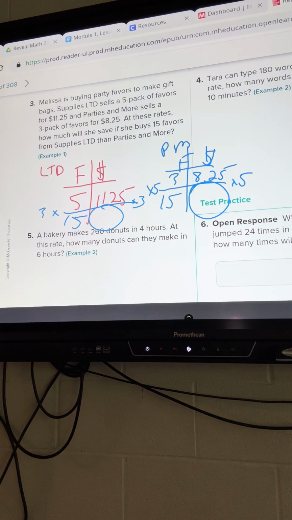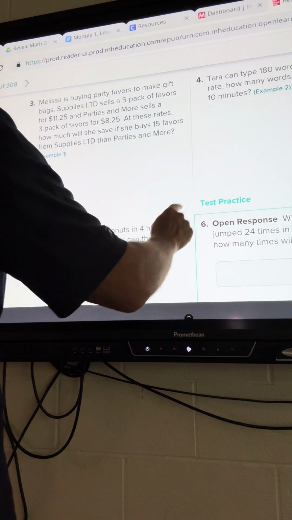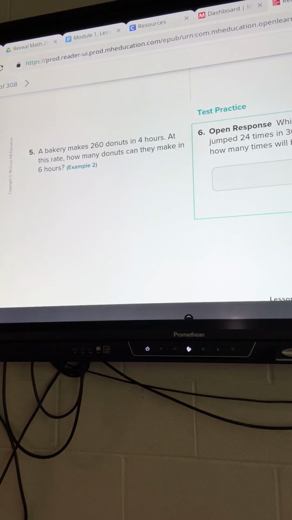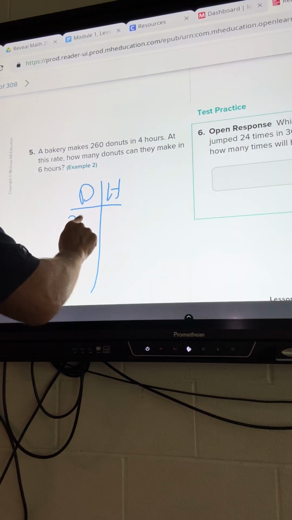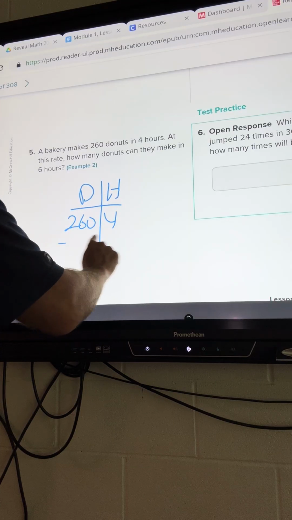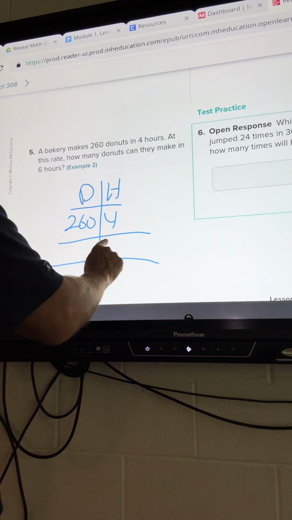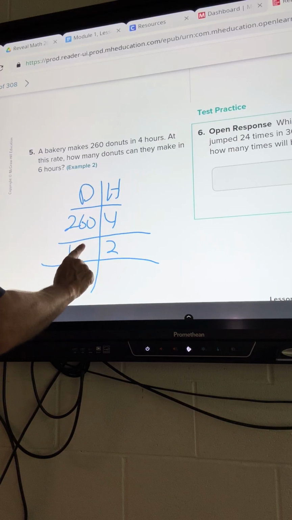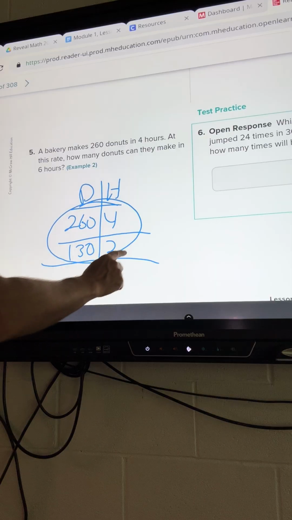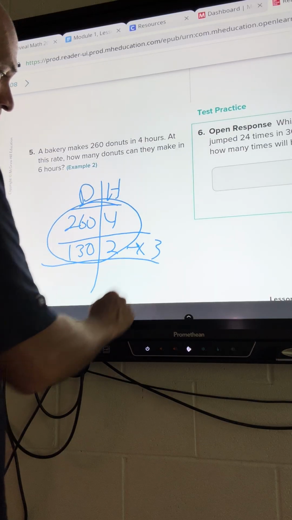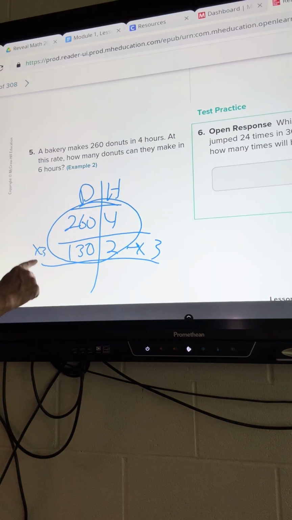Number 5, a bakery makes 260 donuts in 4 hours. At this rate, how many donuts can they make in 6 hours? So you're going to have your donuts, you're going to have your hours, you know it's 260 for 4. How many do they make in 6 hours? I would cut in half. I would make this a 2, make this a 130. Now, all we have to do really is add these. Or we could convert this by multiplying by 3 on both sides.